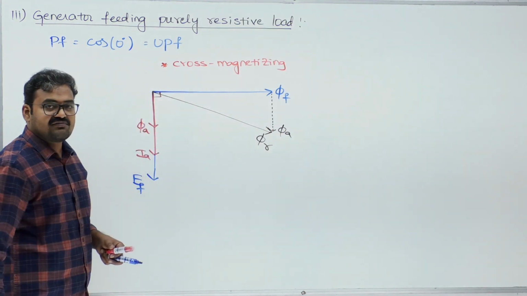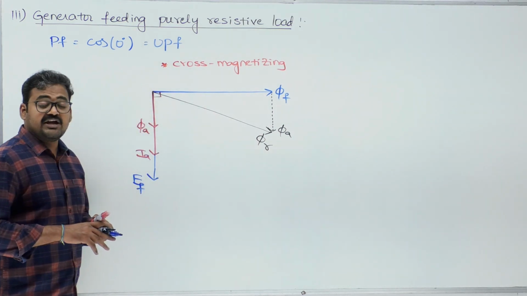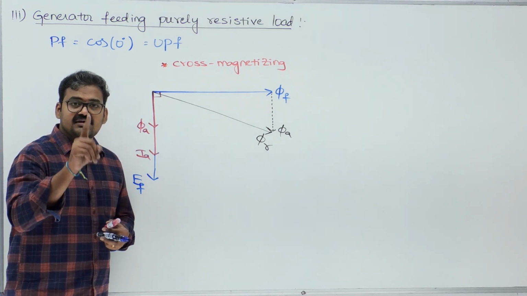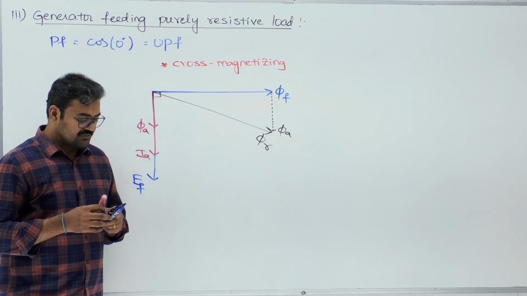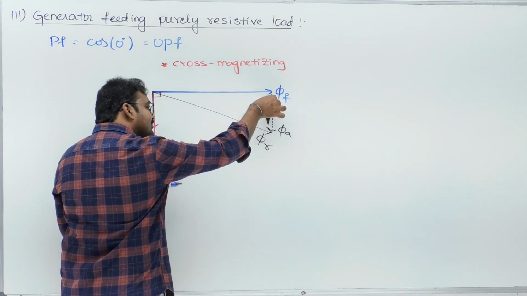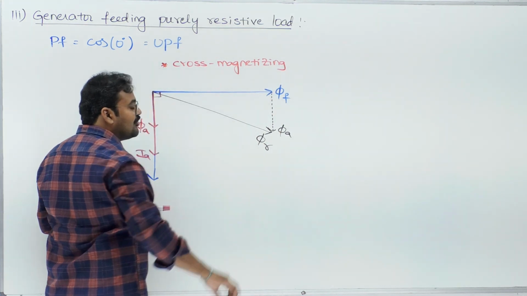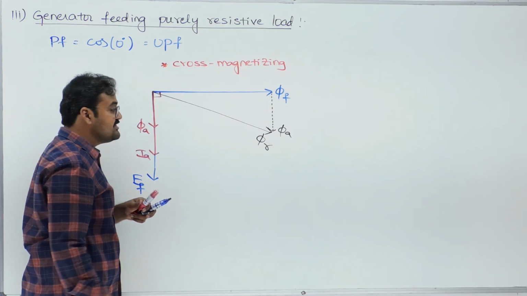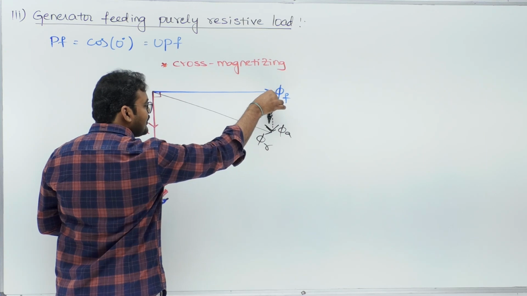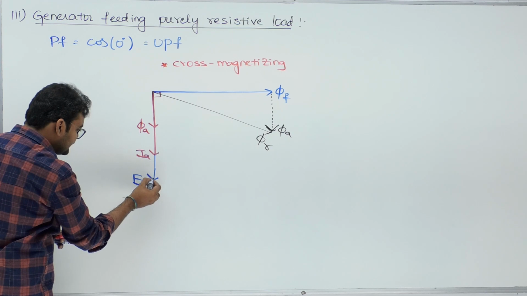Okay, that would be the resultant flux. Now, let us try to draw corresponding EMFs. I told you already, induced EMF is always lagging the flux by 90 degrees. This is armature flux direction. Therefore, armature induced EMF due to this flux will lag this flux by how many degrees? 90 degrees. Lagging means clockwise. This is armature flux phasor, move in clockwise direction by exactly 90 degrees. That is the EMF I have to draw here.